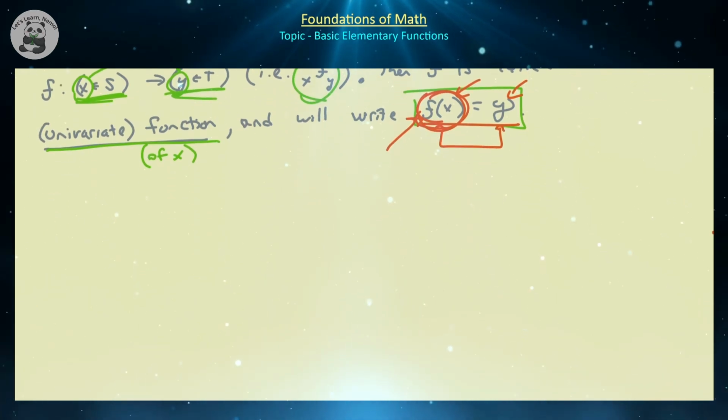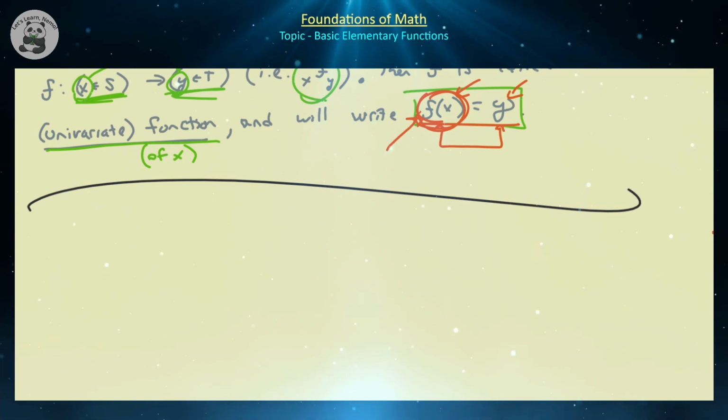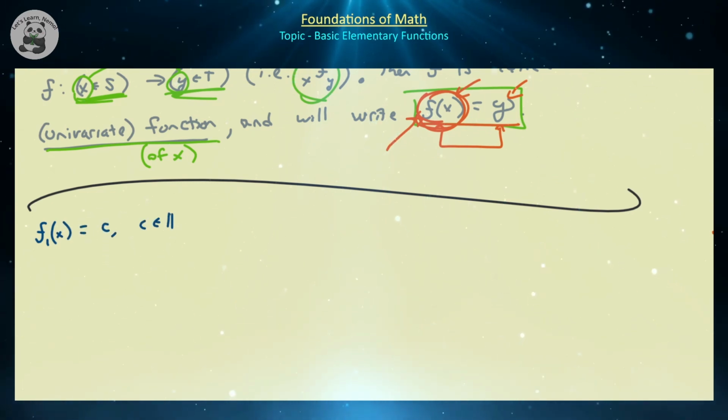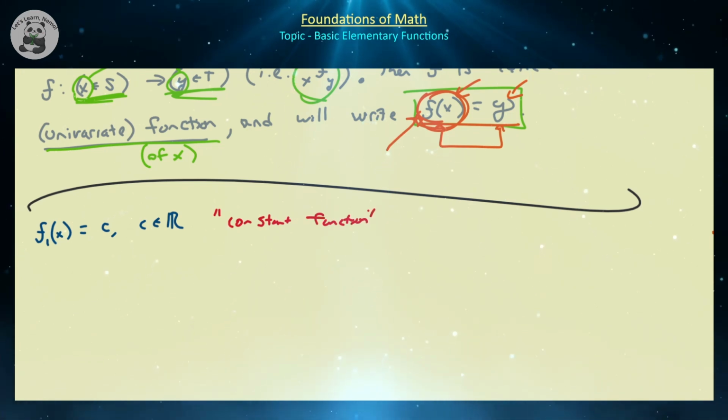So what we're going to do today is go through some of the basic functions that are often encountered in the realm of mathematics. The first function, which I'm just going to abbreviate by f sub 1 of x, is going to be equal to c, where c is any real number, and this is known as the constant function. For example, f of x is equal to 3, f of x is equal to 2, f of x is equal to 10, and we're considering all values x in the possible domain that we can choose for this particular function.